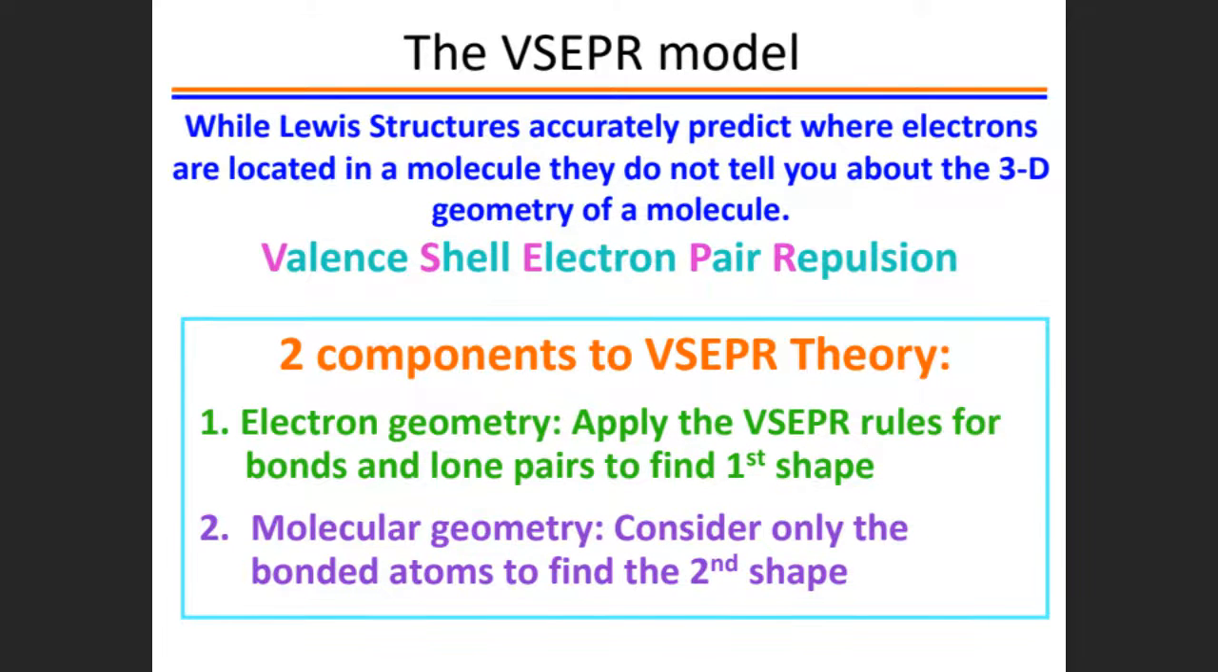The final topic for this chapter is the electron geometry, or VSEPR theory: valence shell electron pair repulsion. While Lewis structures accurately predict where electrons are located in a molecule, they do not tell you about the 3D geometry of a molecule.